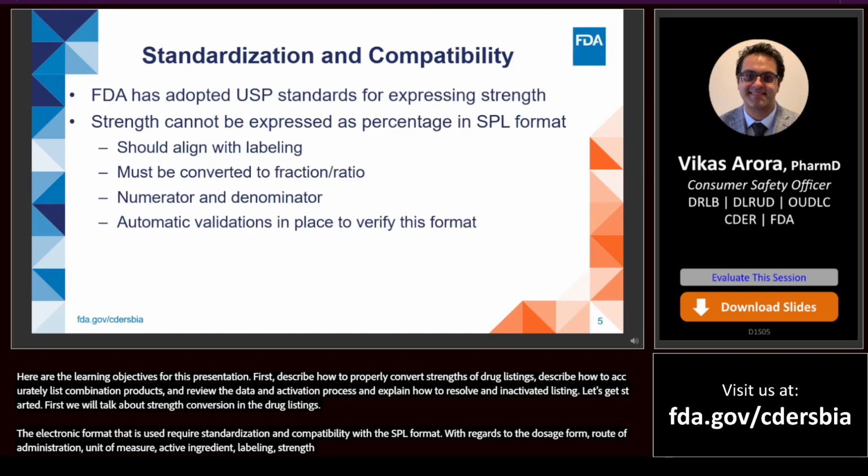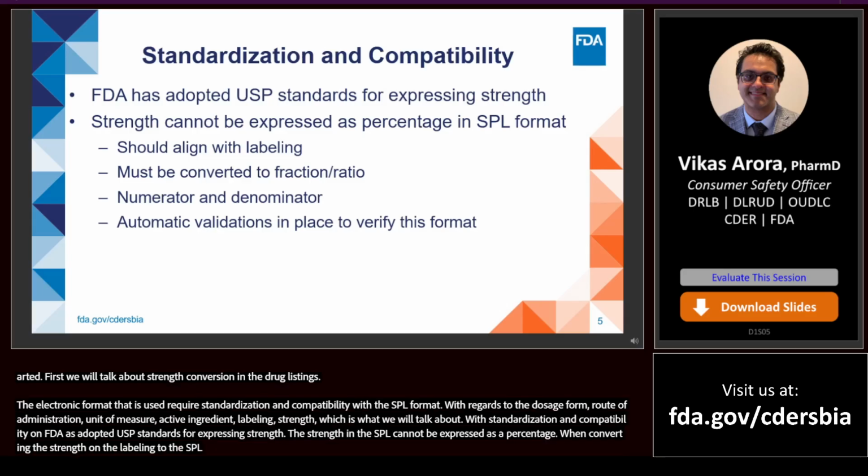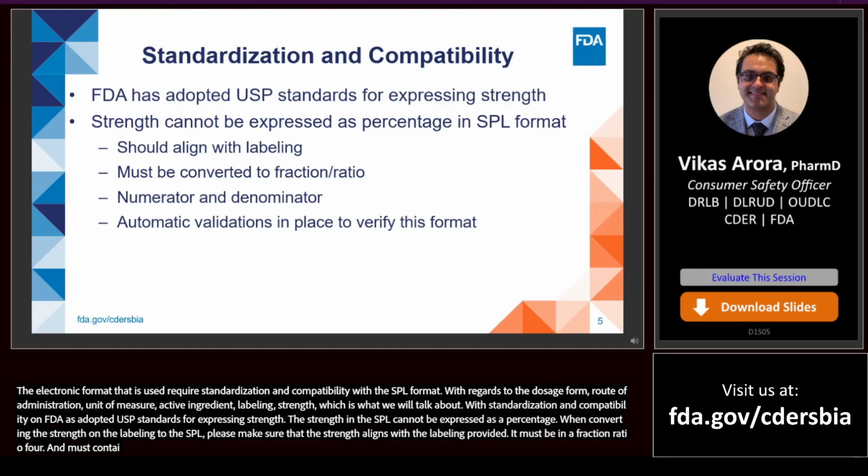With regards to standardization and compatibility, FDA has adopted the USP standards for expressing strength. The strength in the SPL cannot be expressed as a percentage. So when converting the strength on the labeling to the SPL, please make sure that the strength aligns with the labeling provided. It must be in a fraction ratio format. It must contain a numerator and a denominator. And we do have automatic validations in place to verify this format, but sometimes these automatic validations don't catch all of the issues when converting the strength from the labeling.